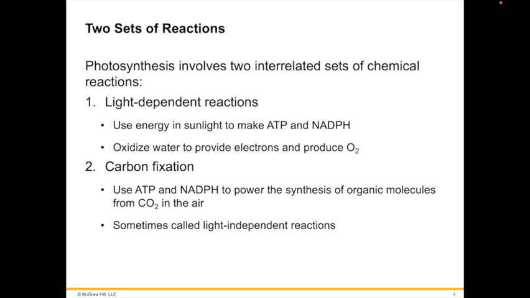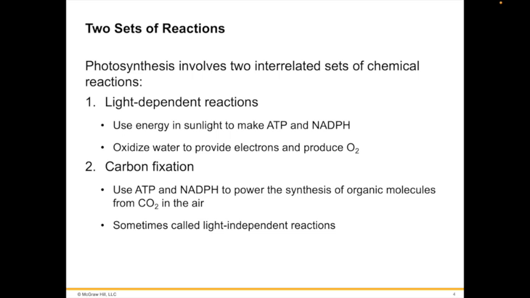Photosynthesis involves 2 interrelated sets of chemical reactions. First, reactions that use energy in sunlight to make ATP and reduce the electron carrier NADP+ to NADPH. This also oxidizes water to produce electrons and produces oxygen. And then secondly, reactions that use ATP and NADPH to power the synthesis of organic molecules from CO2 in the air. The first stage requires light, so the reactions involved are commonly called the light-dependent reactions.